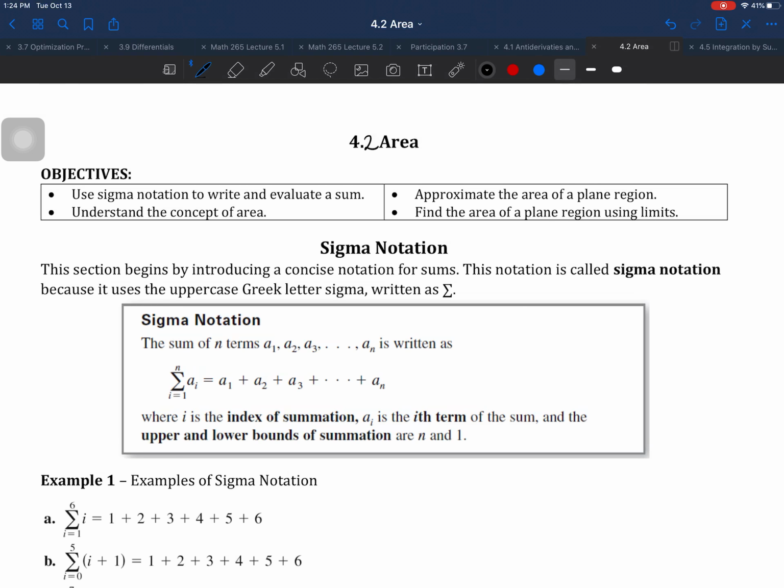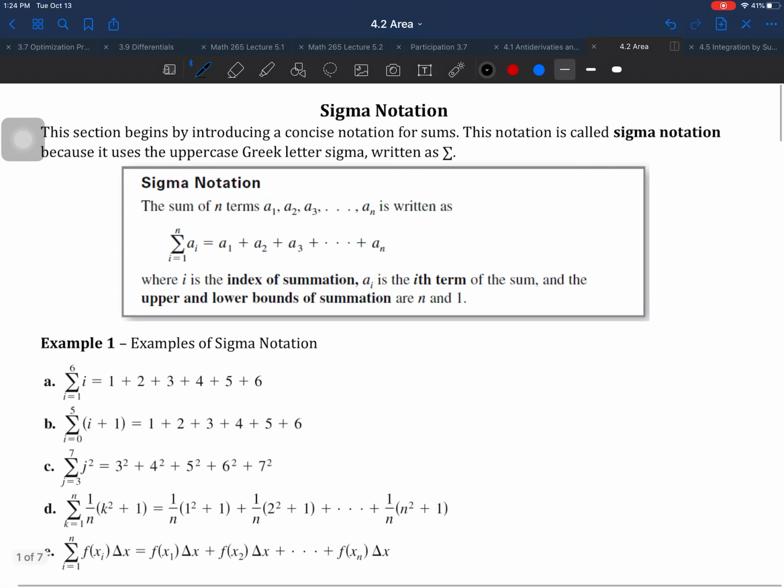I'll talk about that more in a second, but the objectives are to review some sigma notation and to be able to write and evaluate them, understand the concepts of area, approximate the area of a plane region, and then find the area of a plane region using limits. So we will talk about limits again today, and we'll talk about some series notation. All right, so sigma notation. Part of the purpose of this course is that you learn about series, so I'll talk about this briefly, but I hope this is sort of a review.